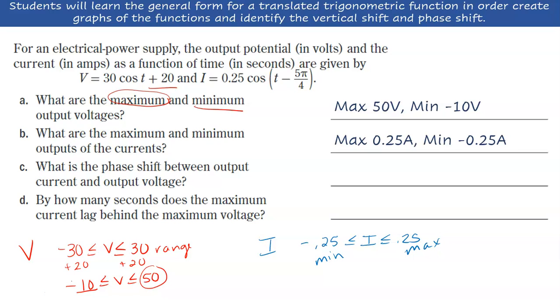Now the next question is talking about phase shift. What's the phase shift between these two graphs? If you look at the cosine curve, which is our first one, we have voltage and it's in cosine, and our second one is also in cosine, so that makes it a little bit easier. Is there a phase shift for the voltage? The voltage has no phase shift. Is there a phase shift for the current? Yes. So the current is 5 pi over 4, and that's negative, so it's to the right. So we moved it right 5 pi over 4.